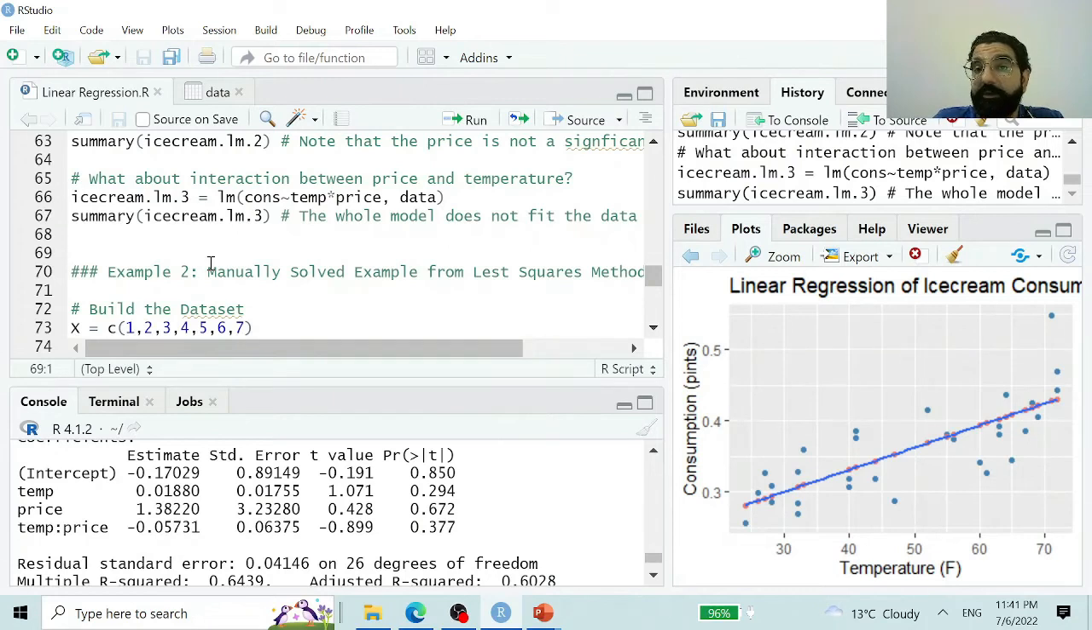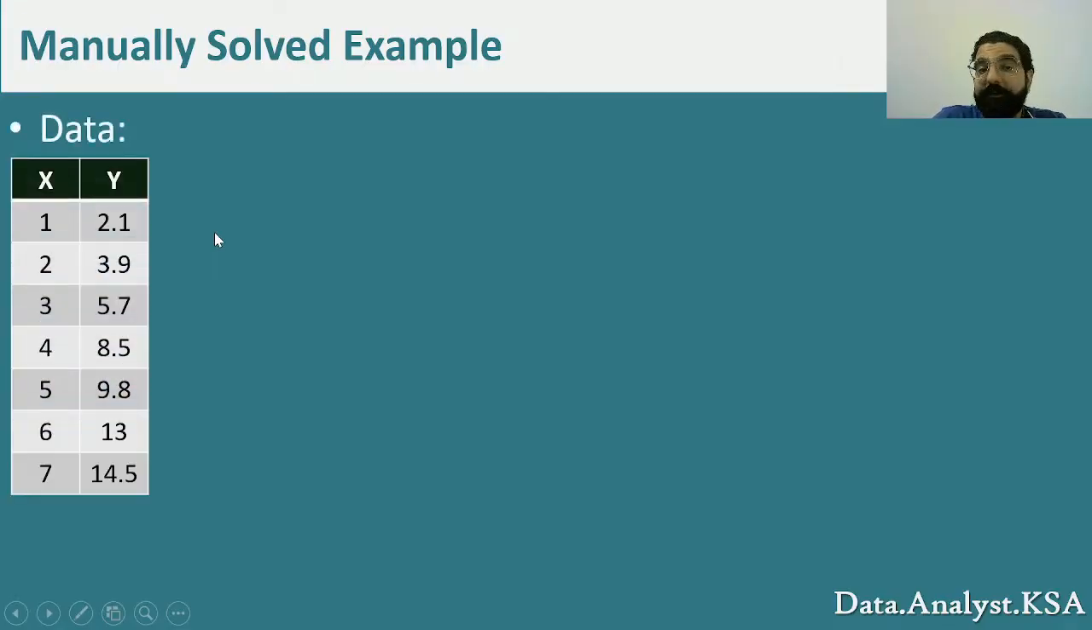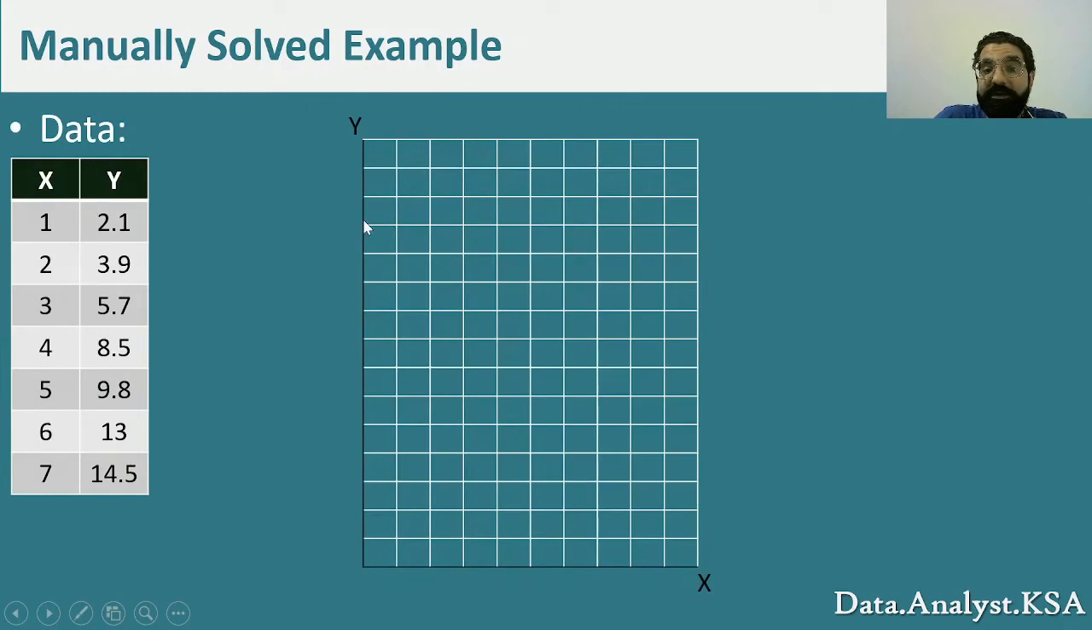So now that we are done with the ice cream example, let's go into the example of our data set that we solved manually in the previous video. If you remember from the previous episode, this was our data and this is how it looked. Basically, we had 7 observations, values of x and values of y.